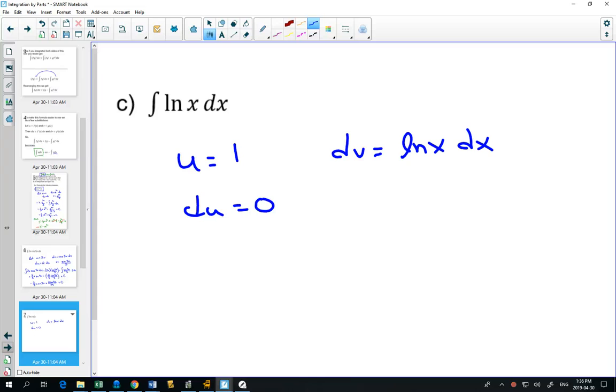Do you see that? In order to find v, you'd have to integrate the natural log of x, and that was the original question. So we could do integration by parts again and use the same substitution that we just did and do this loop infinitely until we die. Not recommended. So we realized this is not going to work.